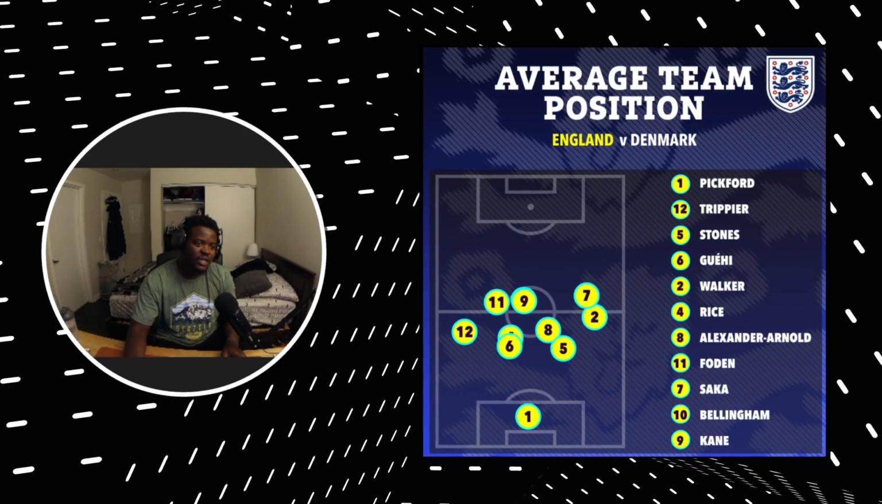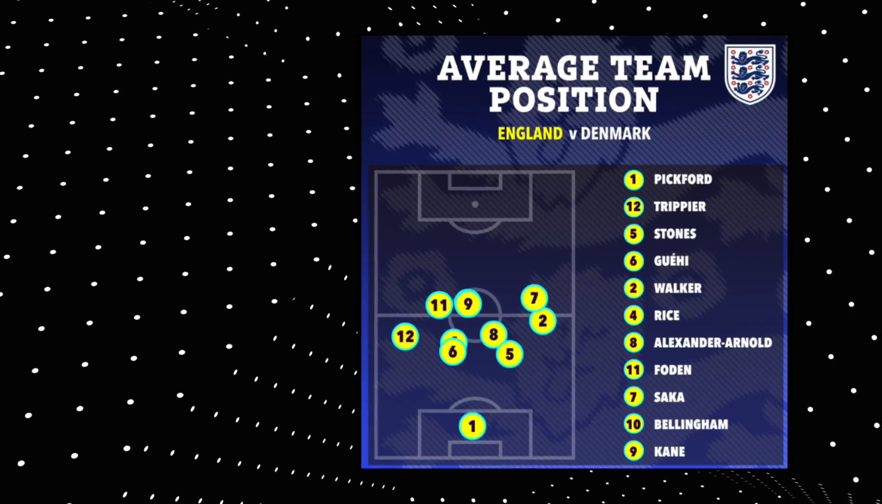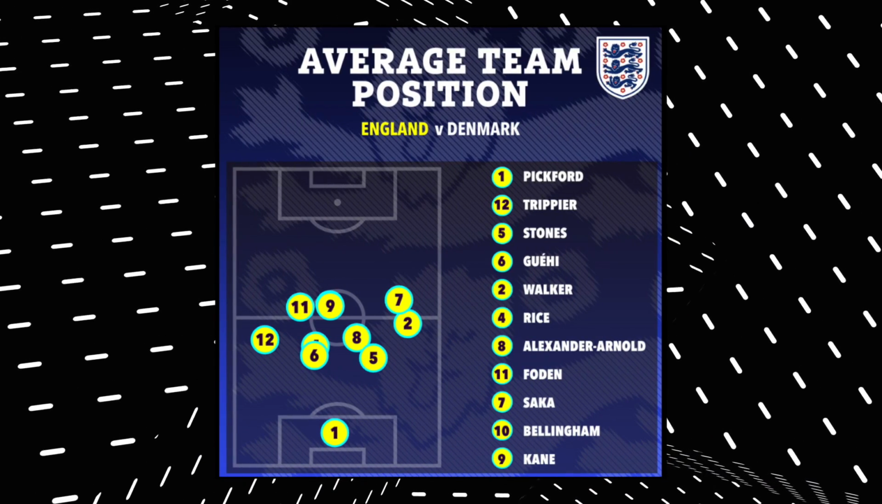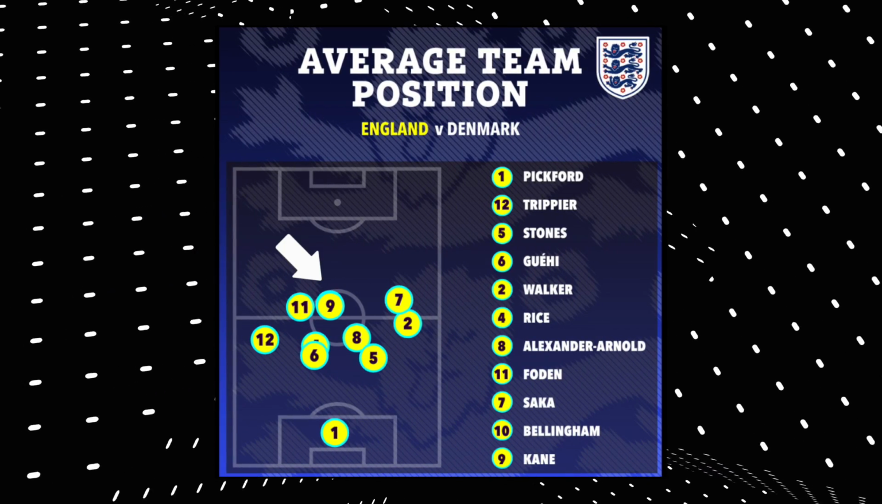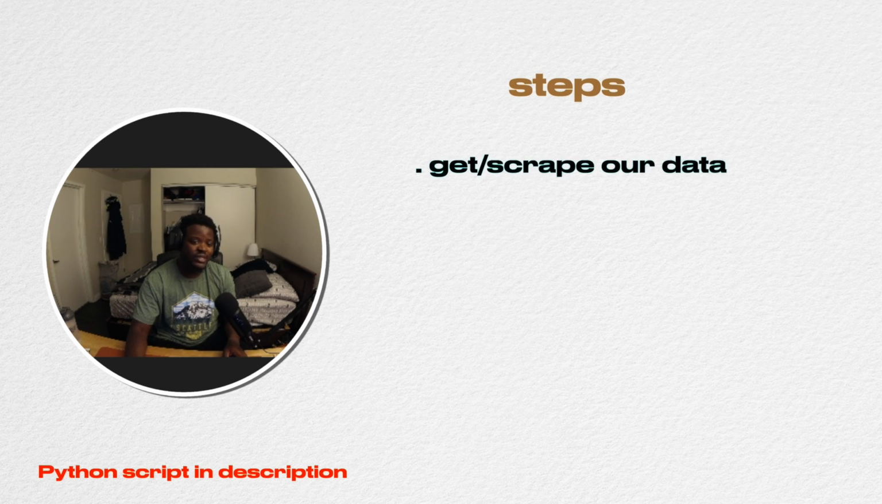My aim is to create something as similar as this. This shows England's average position against Denmark. With the average team position, we can see each individual player's average position during the game and the overall team structure and team shape all through the game. For example, in this game, you see Harry Kane was down into the midfield line. Without further ado, let's hop onto Python and I'll show you how you can also get that data.